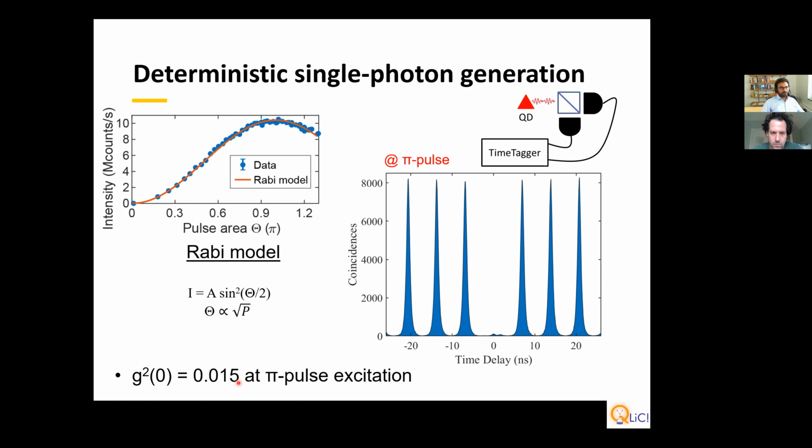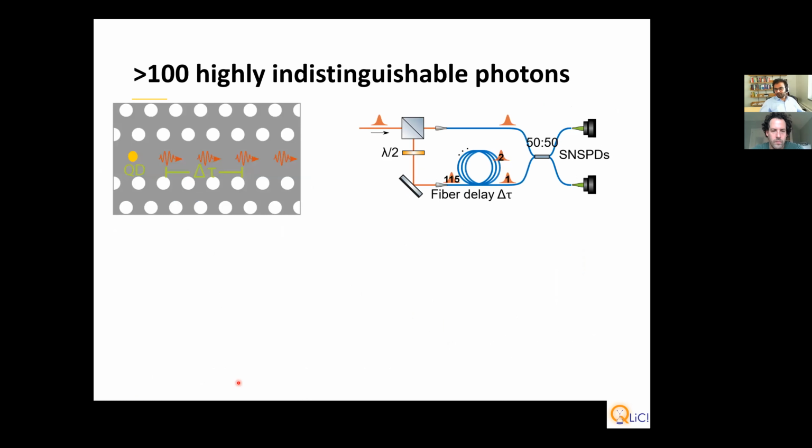And that answers our question about efficiency and the question about the single photon character. Now what's left is how good are these single photons? Now I have this whole chain of single photons which are being emitted by the quantum dot.